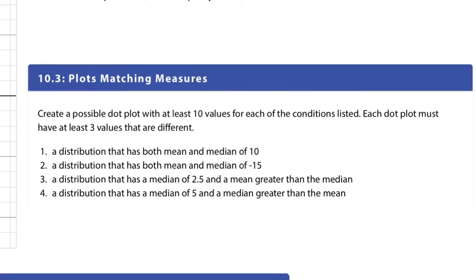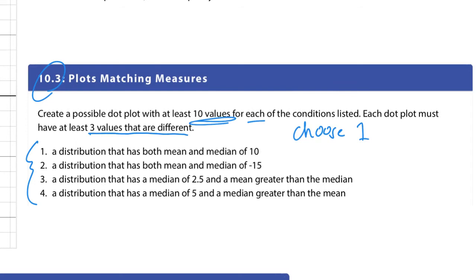Going on to activity 10.3, you're going to create a possible dot plot with at least 10 values, so 10 data points for each of the conditions listed. Instead of doing each, I want you to choose one, and I want you to do a really good job with that one. So choose one of these and create a dot plot with at least 10 data points. At least 3 of the values have to be different.